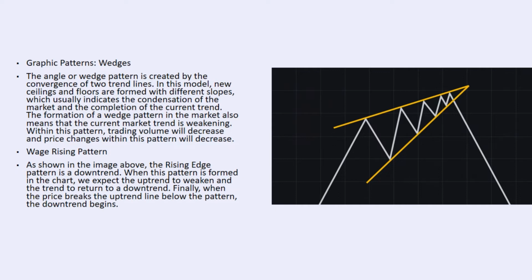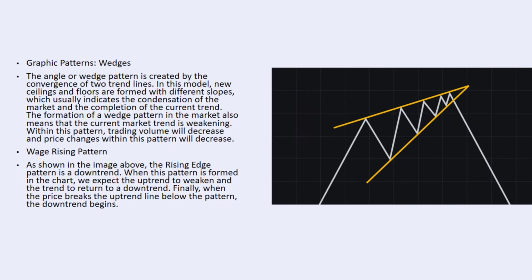The formation of a wedge pattern in the market also means that the current market trend is weakening. Within this pattern, trading volume will decrease and price changes within this pattern will decrease. Rising wedge pattern. As shown in the image above, the rising wedge pattern is a downtrend.